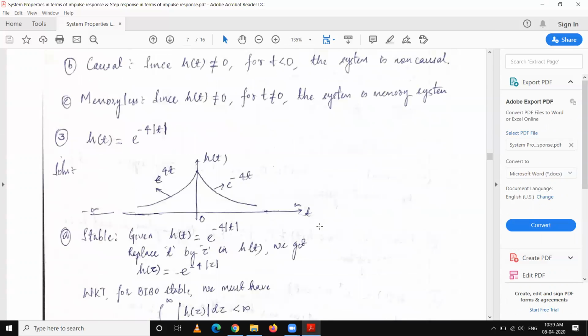Remember this, this is very important. Mod t is nothing but plus t and negative t that we have to put. So we get two parts, e raised to minus 4t and e raised to plus 4t, and we'll get a sketch like this. We'll stop here and continue the next examples in the next class.